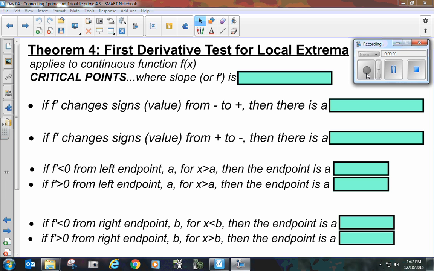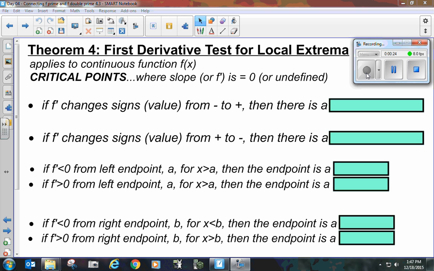Okay. Here, the first derivative test for local extrema applies to continuous functions. Critical points. Let's not forget, it's the slope. The slope is the derivative, right? It is 0 or undefined. So if we find a critical point, that's where the slope is equal to 0. We take the derivative, set it equal to 0. When we solve it, those are the critical points.